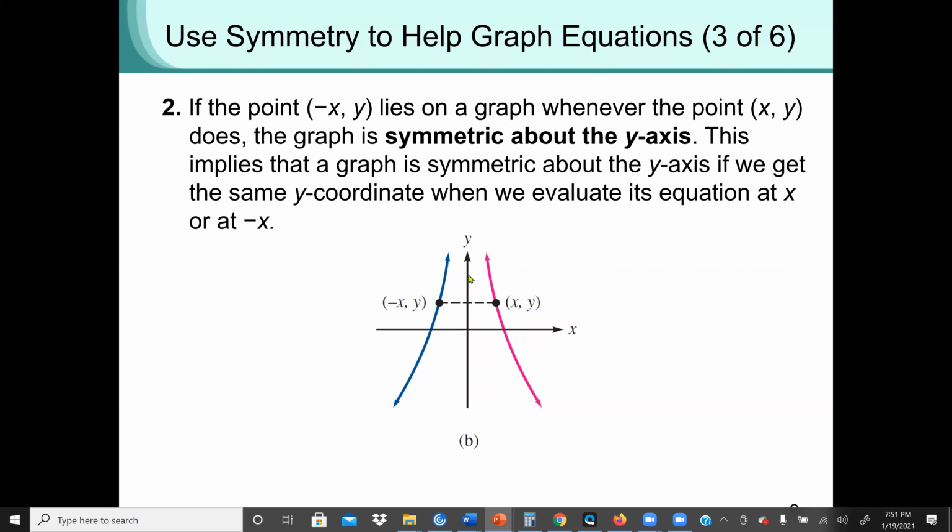Again, I'll use the term the mirror image of the blue equation. To the left of y is the same as to the right of y. So they are symmetric about the y-axis.